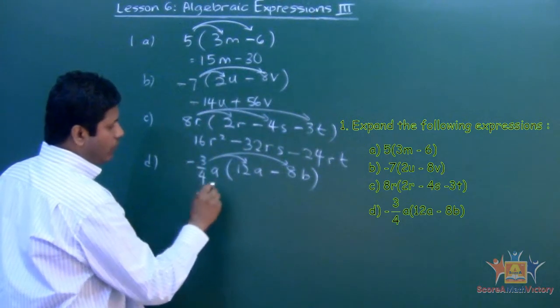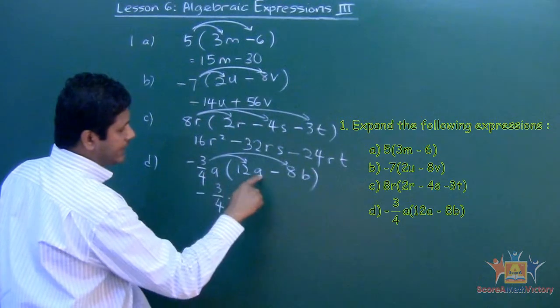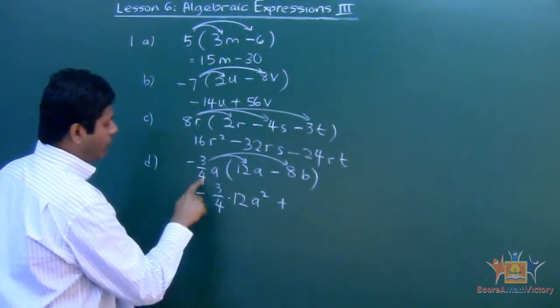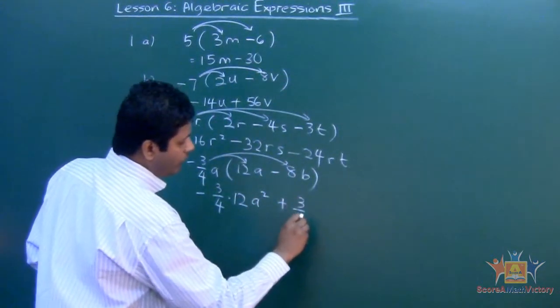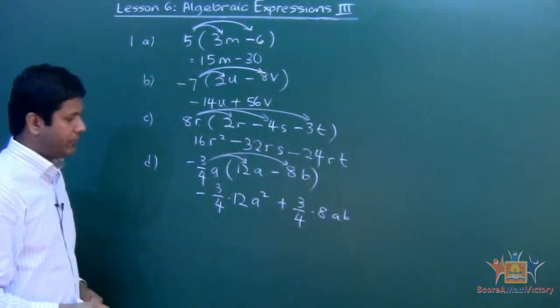So 3 over 4 times 12. So we're going to do 3 over 4 times 12, a times a squared. Negative, negative, positive. 3 over 4 times 8, a times b, ab. Now we're going to simplify.